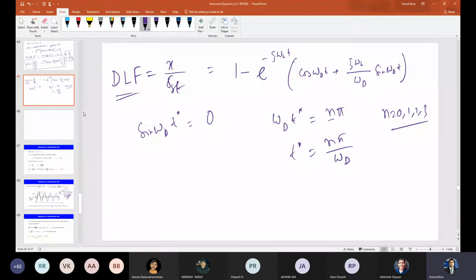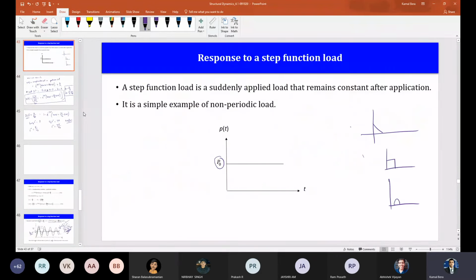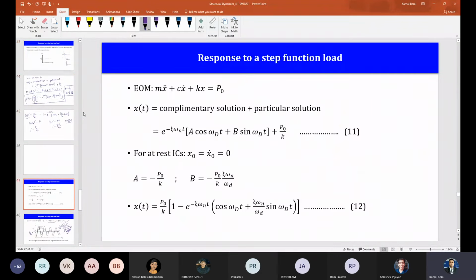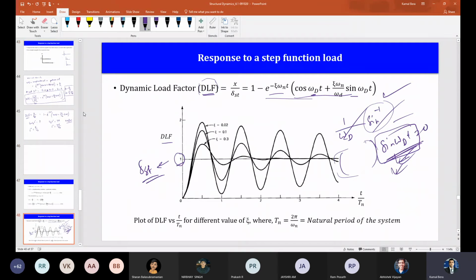So n equal to 0 is t star equal to 0. At that time it is actually the minimum. So first the peak will occur at n equals to 1. So t star is equal to pi by omega d. You can see from the figure that we have just shown. Where is that figure gone? Yeah. So the maximum is at t by tn, where tn is 2 pi by omega n, the natural period of the system. So it will be around t by tn equal to 0.5.